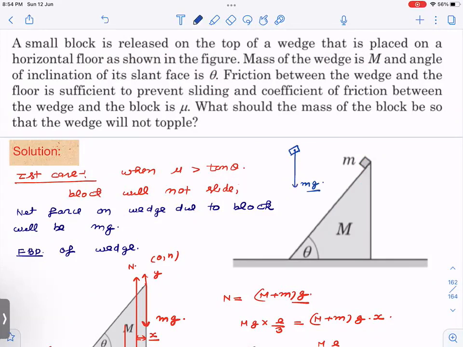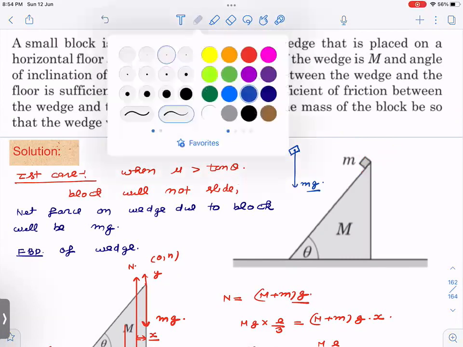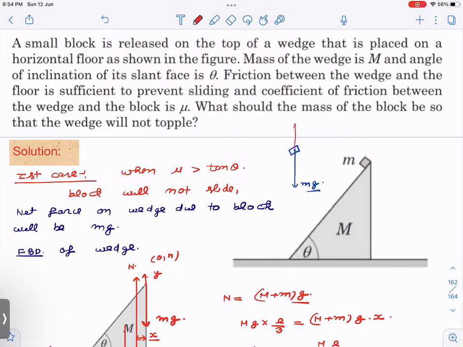So that means there are two forces acting from the wedge on the block: one is normal, another is friction. But if you think carefully, the resultant of both has to be mg upward, only then is it not sliding. So that is what is happening. Net force on the wedge due to the block will also be mg.